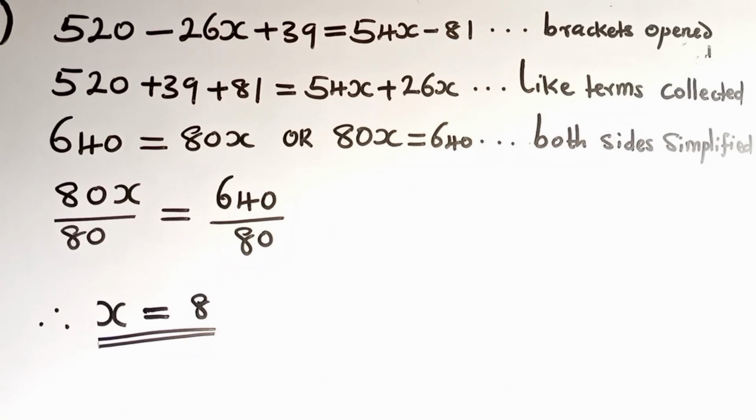Let's now simplify both sides to see what results. 520 plus 39 plus 81 will give us 640. While 54x and 26x, when added, will give us 80x. Therefore, this will give us this, while this will give us this. Therefore, 640 is equal to 80x, or 80x is equal to 640. That means that both sides have been simplified. It is now as if what we have at hand is 80x is equal to 640.